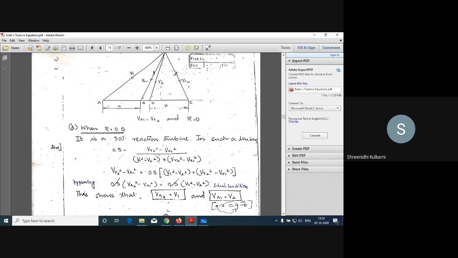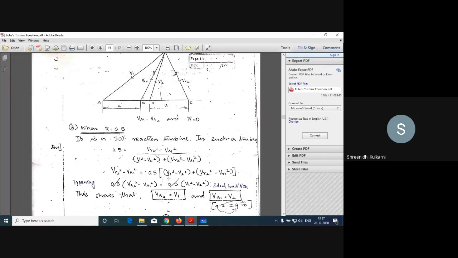While coming to the 50% reaction turbine, once again I'll use the degree of reaction equation for axial flow turbines. I am going to write here 0.5 is equals to VR2 square minus VR1 square divided by the energy transfer. Next I just cross multiply here. We will get 0.5 times V1 square minus V2 square plus 0.5 times VR2 square minus VR1 square.